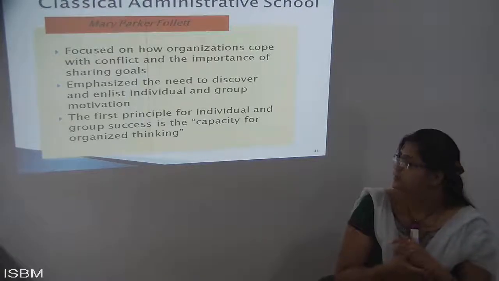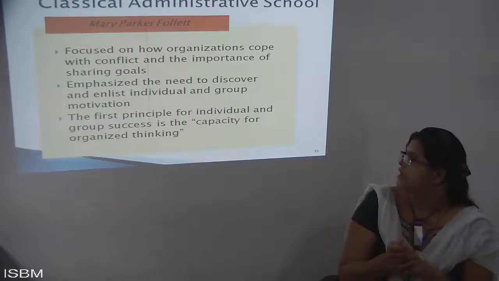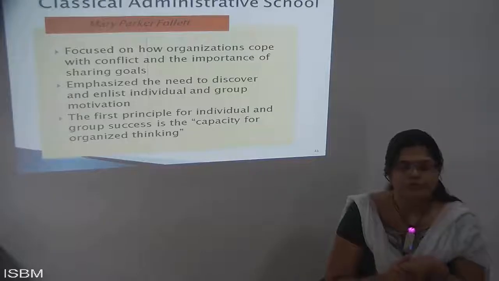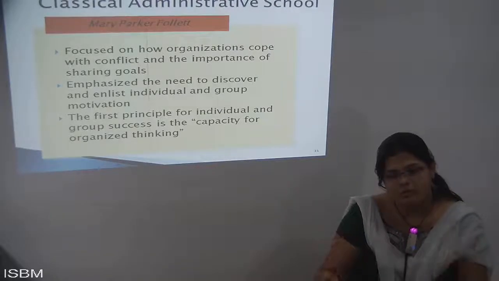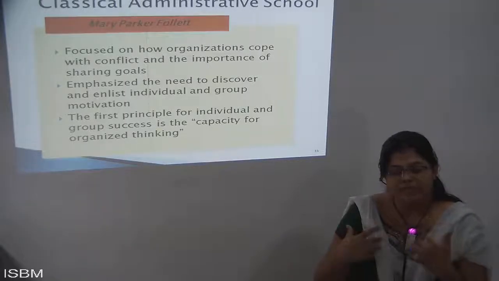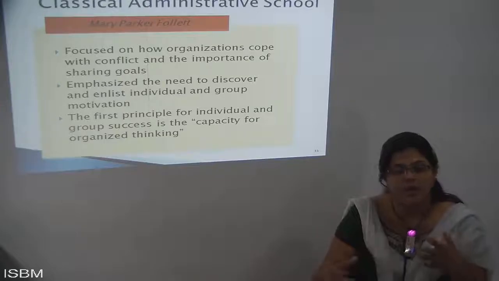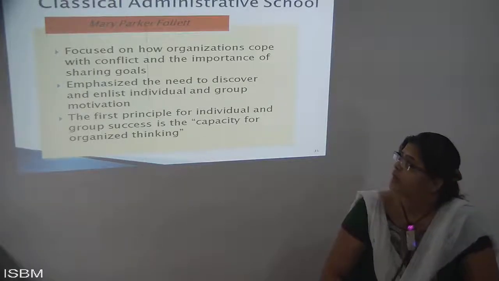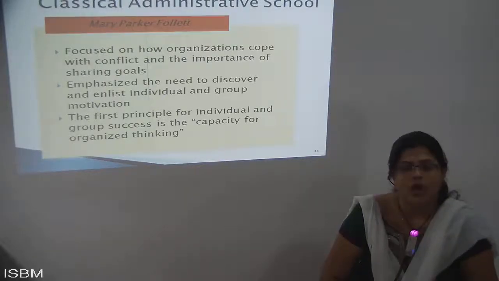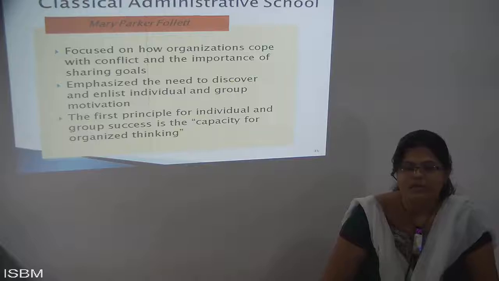Next, the first principle, the first type of rule she gave, is that for an individual and a group, success is the capacity to organize thinking. Being in the organization, she gave one technique to the individual and to the people in the group: you need the capacity to organize your thinking, and keep that thinking for a longer period of time, not a shorter one. So Mary Parker Follett speaks about three points: first, conflict; second, parallelly, the goal; next, motivation; and last, developing the capacity of organizing things.